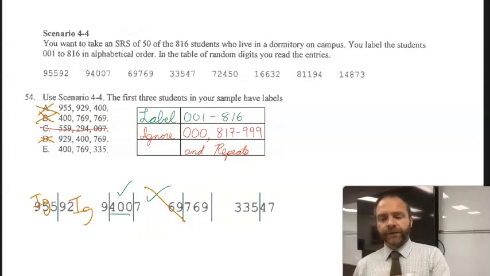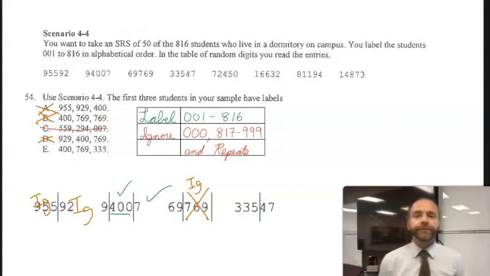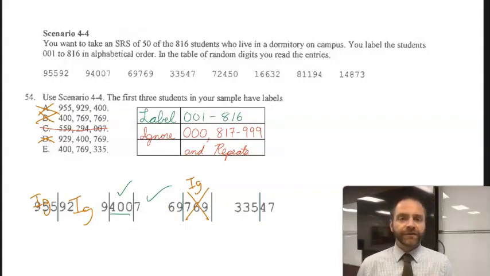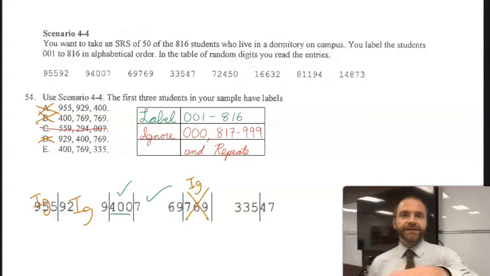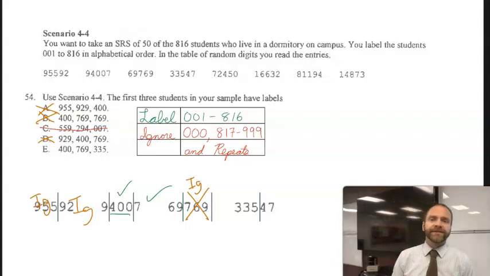So I have to ignore this one, which means the next student I ask about is 335. So my answer in this case is E. This is a really good one to do. Maybe you're not expected to know how to write it based off the sampling process with a table of random digits, but maybe you are expected to know how to use it.